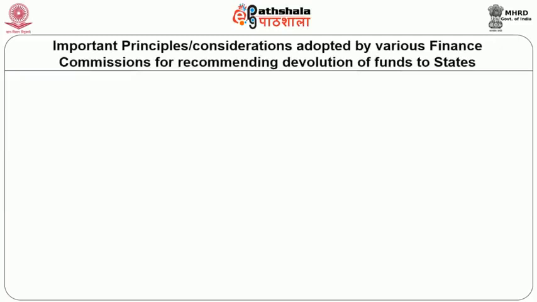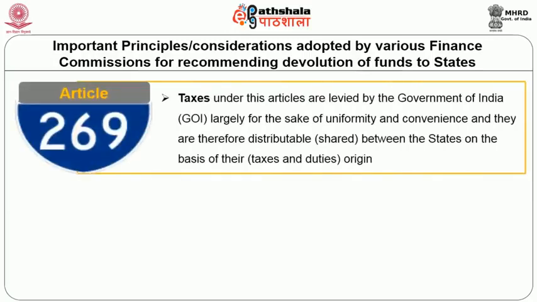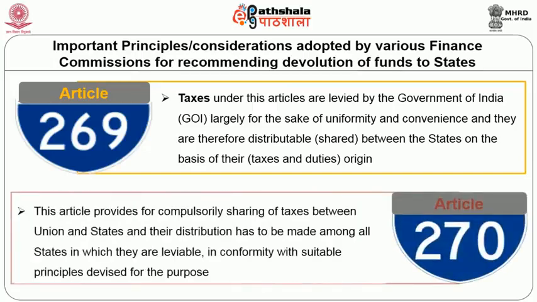Important principles or considerations adopted by various finance commissions for recommending devolution of funds to states. Taxes under Article 269 are levied by the Government of India largely for the sake of uniformity and convenience, and they are therefore distributed between states on the basis of their origin. Article 270 provides for compulsory sharing of taxes between the Union and states, and their distribution has to be made among all the states in which they are leviable, in conformity with suitable principles devised for the purpose.